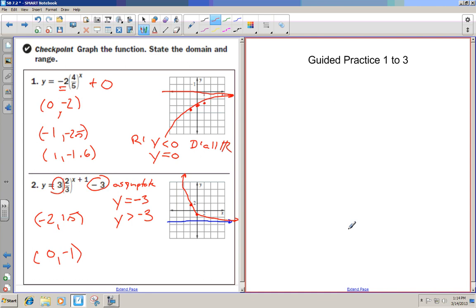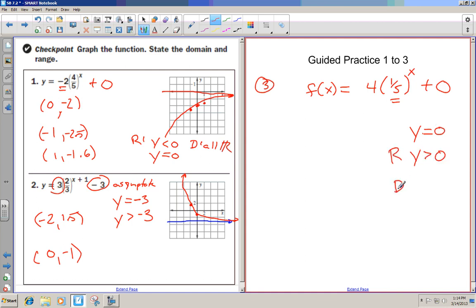So let's do one of the more difficult. Oh, I guess they're all pretty much straightforward. Let's just do number 3, please. f of x equals 4 times 1/5 to the x. So please know this is a decay because this number here is between 0 and 1. The asymptote is at 0, so y equals 0 is the asymptote. Y is greater than 0 is the range, and domain, as always for exponentials, is all real numbers.